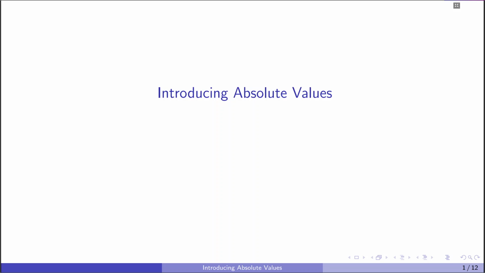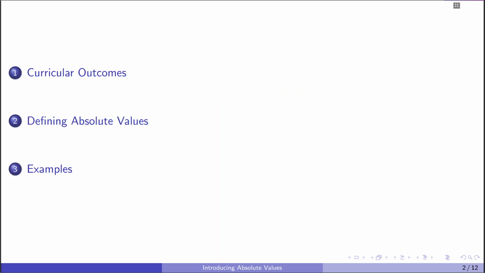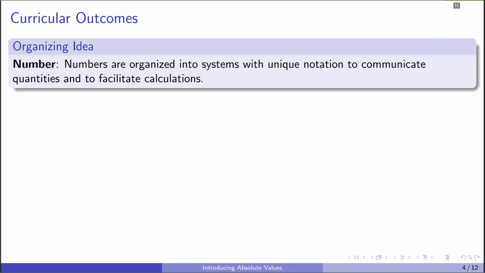They are covering topics in Alberta's Math 7, although the topics can appear in other program levels in other areas. Today we are looking at absolute values. We're going to start with our curricular outcomes, define what absolute values are, and then take a look at some examples calculating with them. So first, our outcomes.